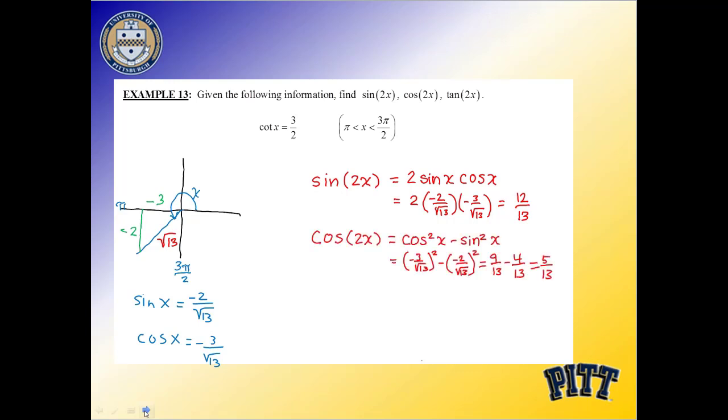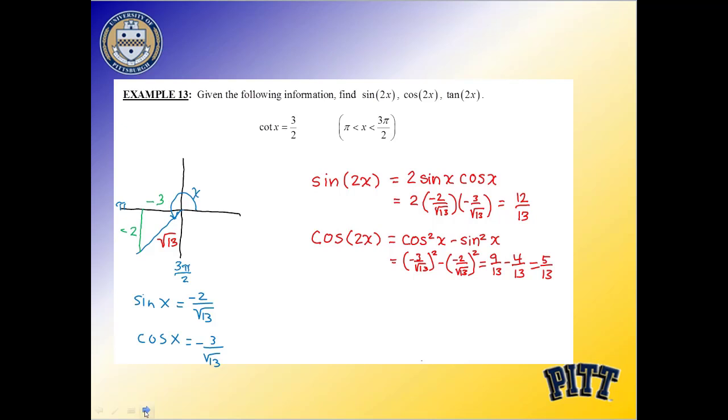For the cosine of 2x, there are 3 different formulas. I tend to use this one most often. You can use any of them that you want, and any of them will give you the right answer. But I use this one here: cosine squared x minus sine squared x. So I'm going to take the cosine of x, which in this case is -3 over the square root of 13, and square it. Then I subtract away the sine of x, squared. So I would get 9/13 minus 4/13, and I would get 5 over 13.